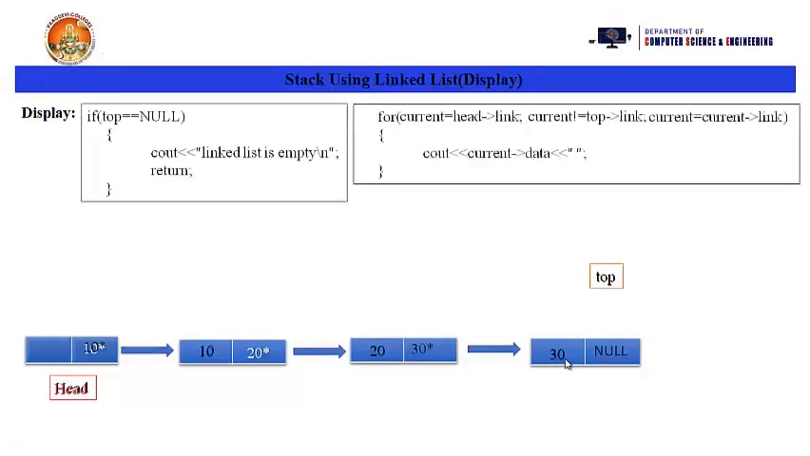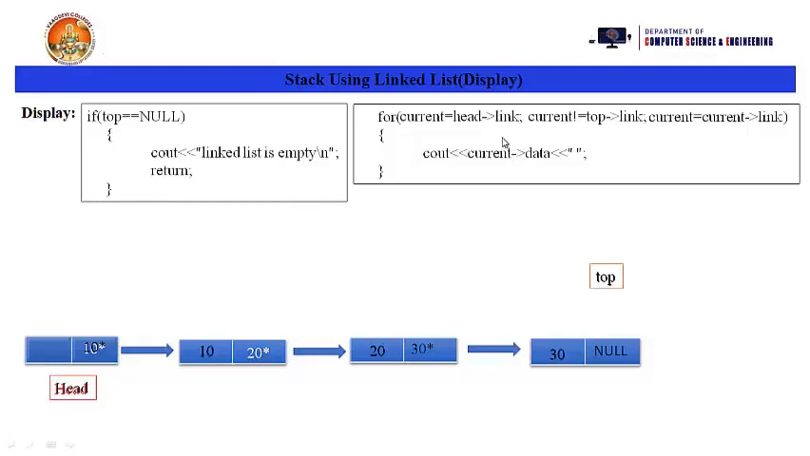Before going to print the values of a stack, first we need to check whether the stack is empty or consists of some elements. So how to check that? By using top equal null. If top equal null, what is the top value here? It is pointing to the 30 node. It is not equal to null. So the condition is false here.